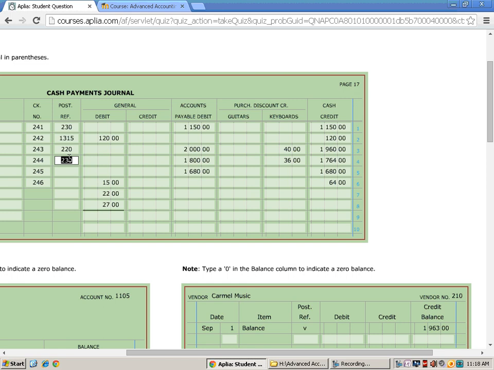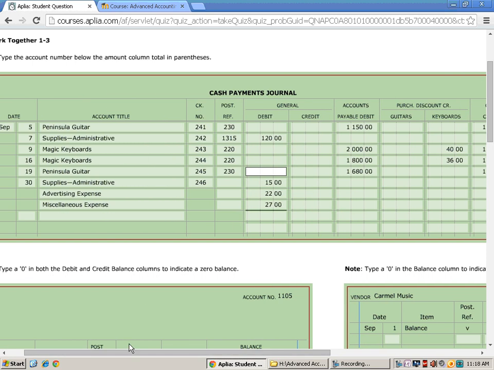Oh, I'm sorry. This should be 220 for Magic Keyboards. I looked at the wrong one. And then 230 for Peninsula. My fault. All right, so now we replenished our petty cash.